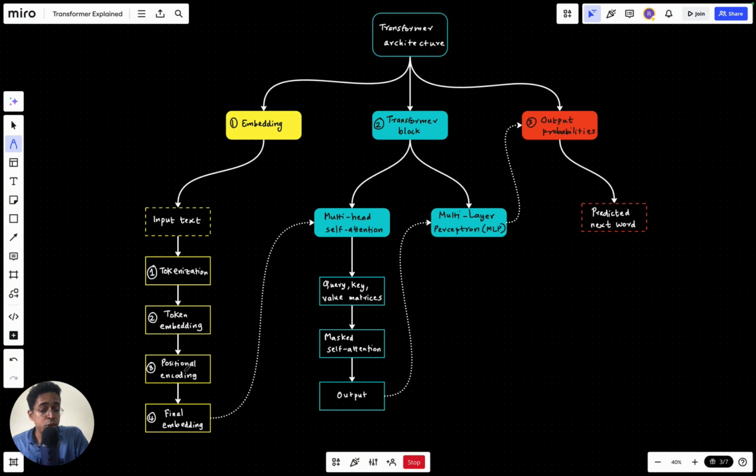Why is positional encoding important? Because if the sentence is something like "all animals are dogs" versus "all dogs are animals", although the words are the same, the position is changing the meaning. So this is very important.